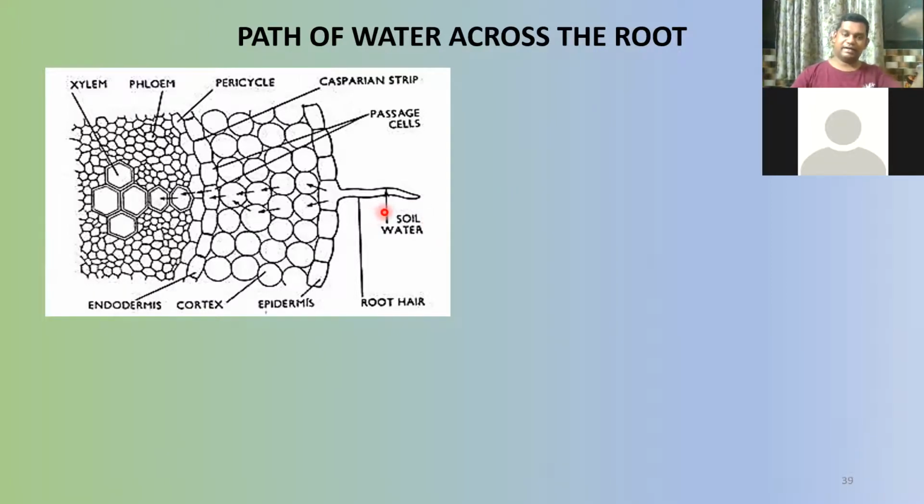रूट हेयर से ही डायरेक्ट लीफ में नहीं जाएगा. Correct. अगर ये this is the PS of a root. PS of a plant, if you see, ये root का covering है which is called epidermis. From the epidermis, as you saw, there is a root hair coming.